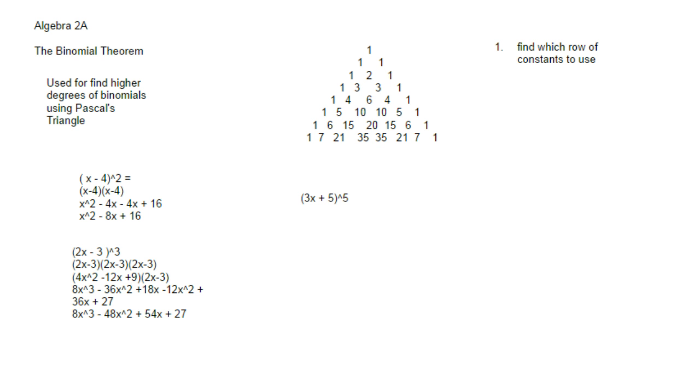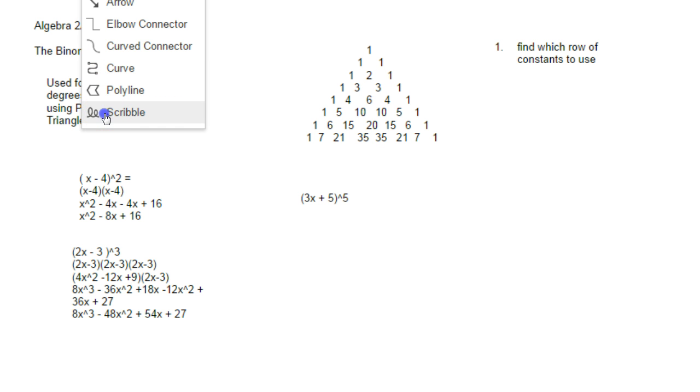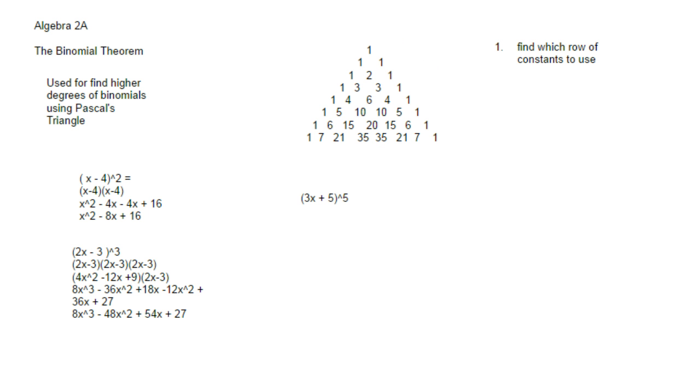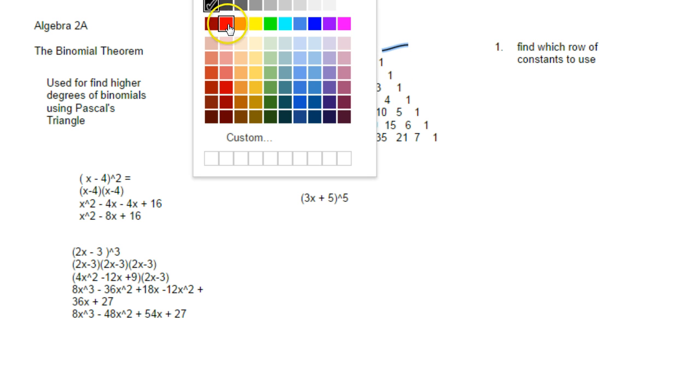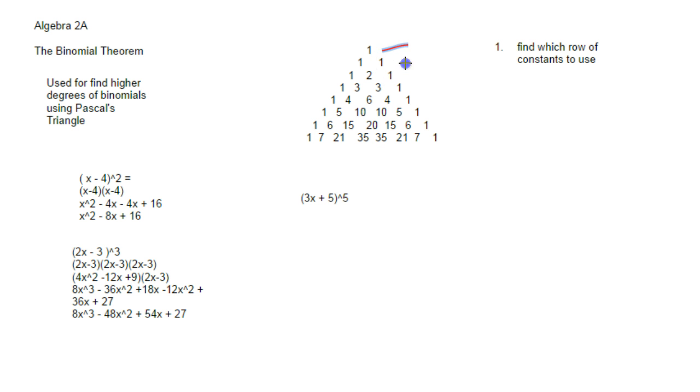Here's how you do this. You find out which row you need to use. The rows are found by starting at the top. This is the 0th power. This is the 1st power. This one's the 2nd power. This one's the 3rd power, 4th power, and then 5th.